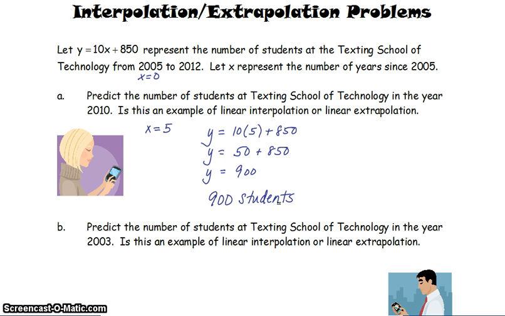Now, because the year 2010 falls in between the years that we know about, 2005 to 2012, this is an example of linear interpolation, because we're staying in between information that we have and we know about.